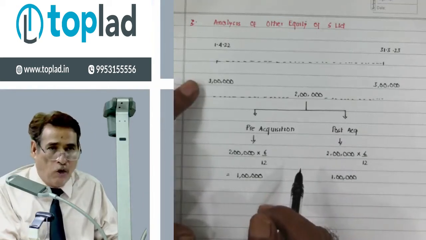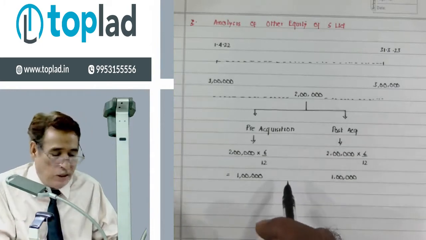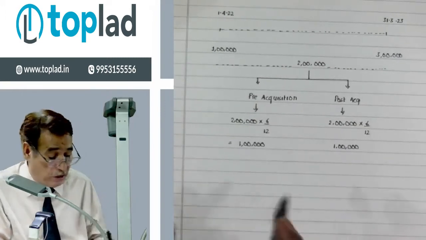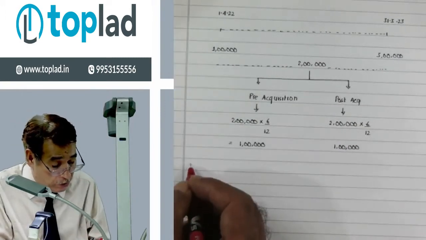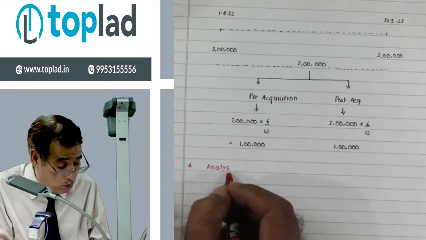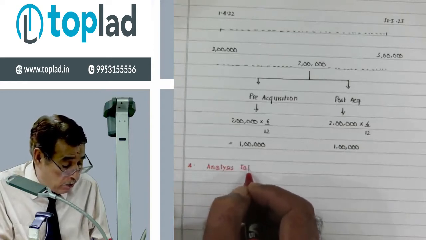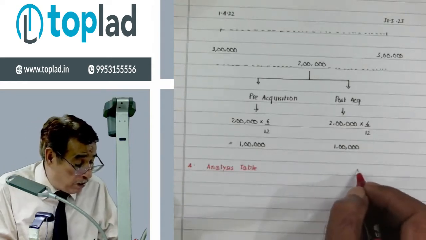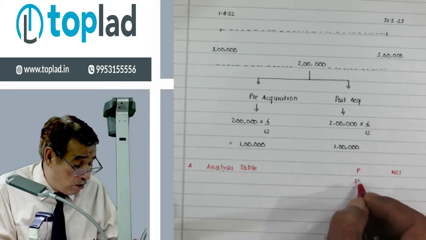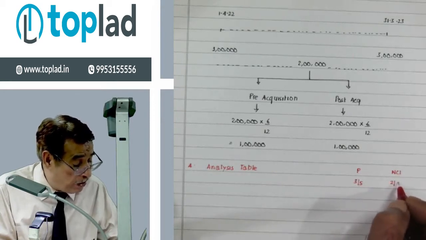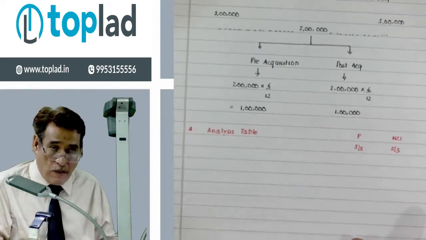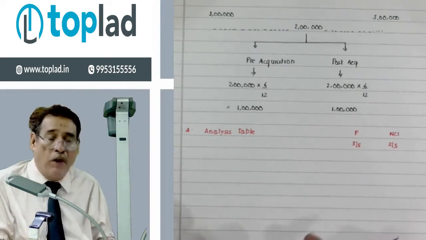And obviously, the opening balance was already earned in the pre-acquisition period, correct? Because it was earned last year itself. So this is a very important classification. And after this classification, the next step is also very vital: analysis table. In the analysis table, I will write here P Limited and NCI. Don't write subsidiary. 3/5, 2/5. Basic purpose of analysis table is to know how much was the equity on the date of acquisition, because that amount we need to compute the amount of goodwill.